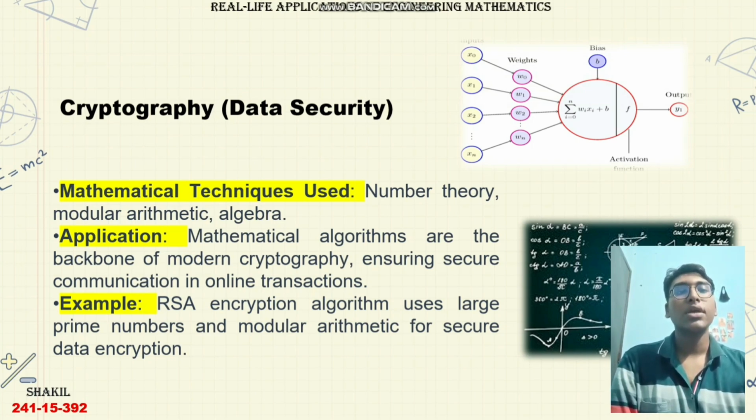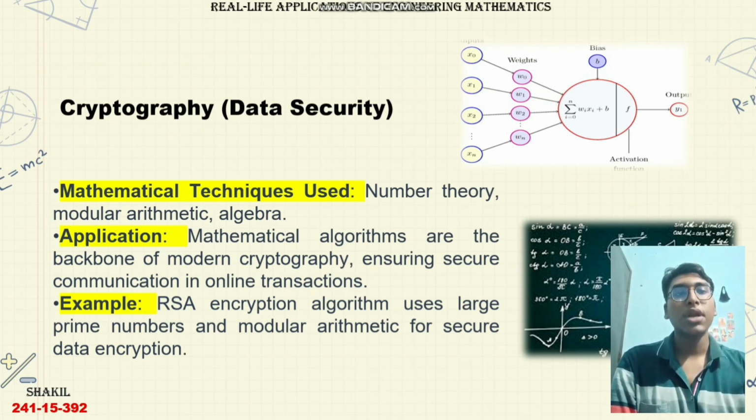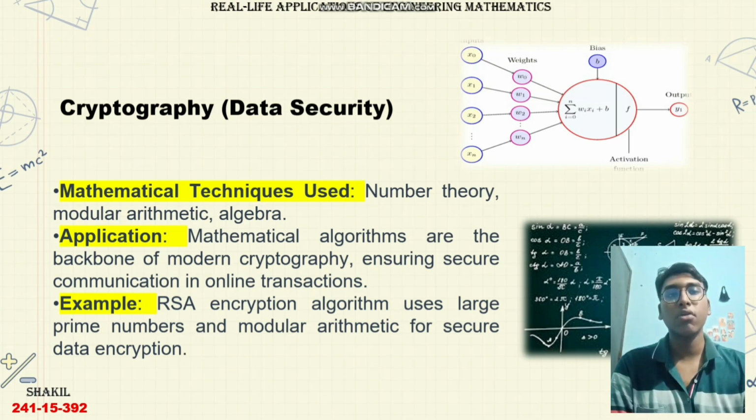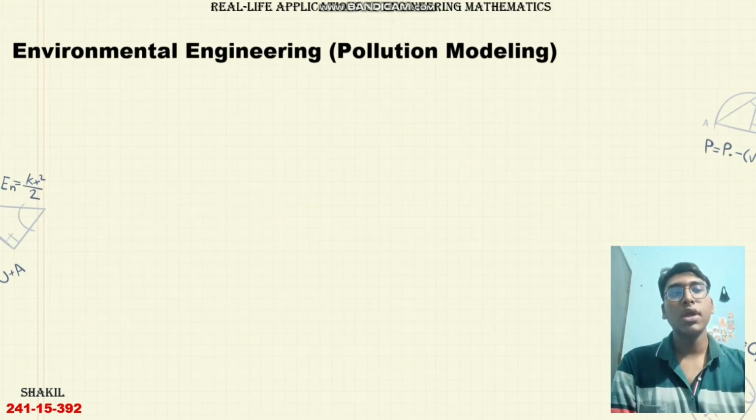Cryptography. In cryptography, we apply number theory, modular arithmetic, and algebra. Mathematical algorithms are the backbone of modern cryptography, ensuring secure communication in online transactions. Example: the RSA encryption algorithm uses large prime numbers and modular arithmetic to securely encrypt data.